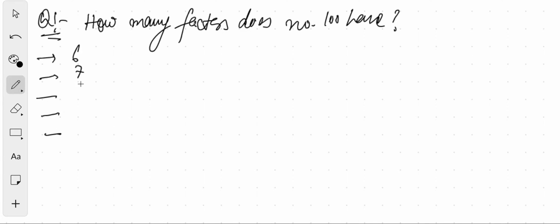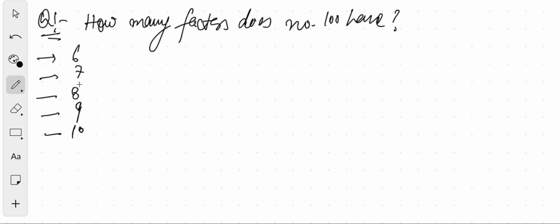So here, before I start teaching you this concept, I just want to give you an exercise so that you can try it out on your own, and then we will discuss how to answer such a question. A very basic question for you is, can you find out how many factors the number 100 has? The options given to you are 6, 7, 8, 9 and 10.